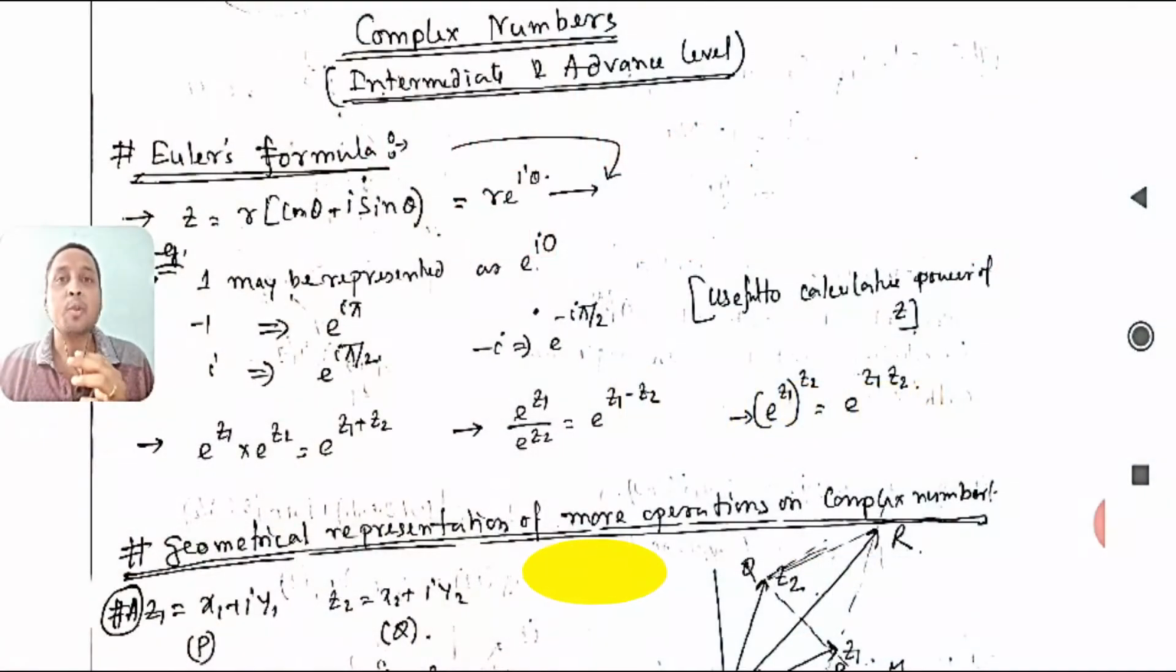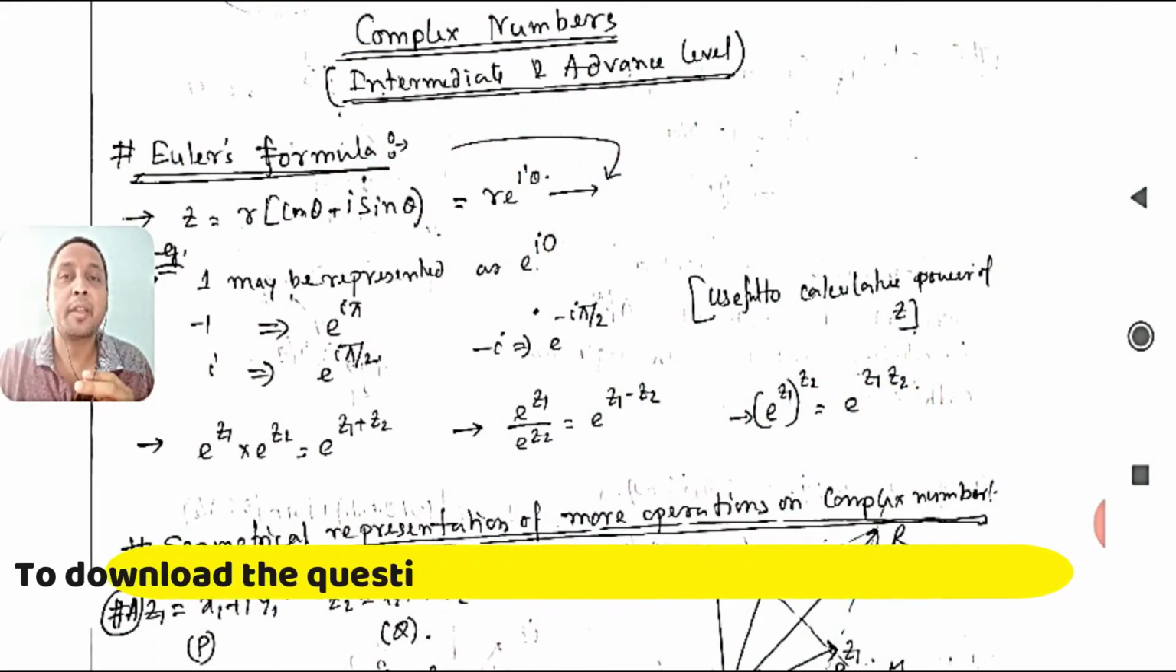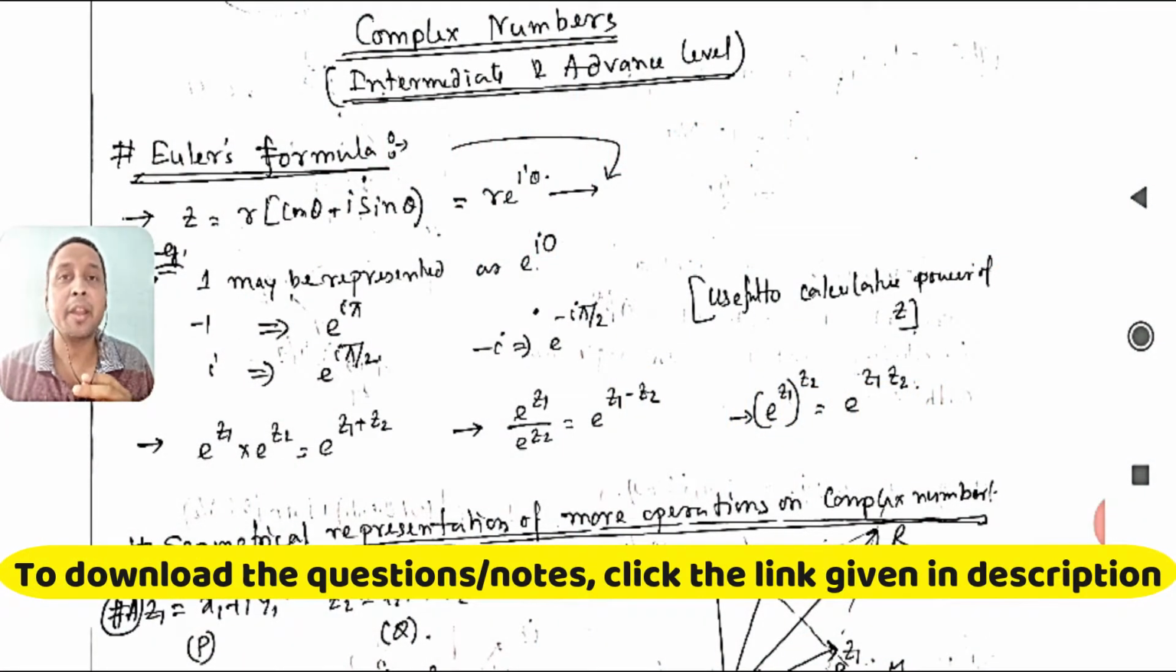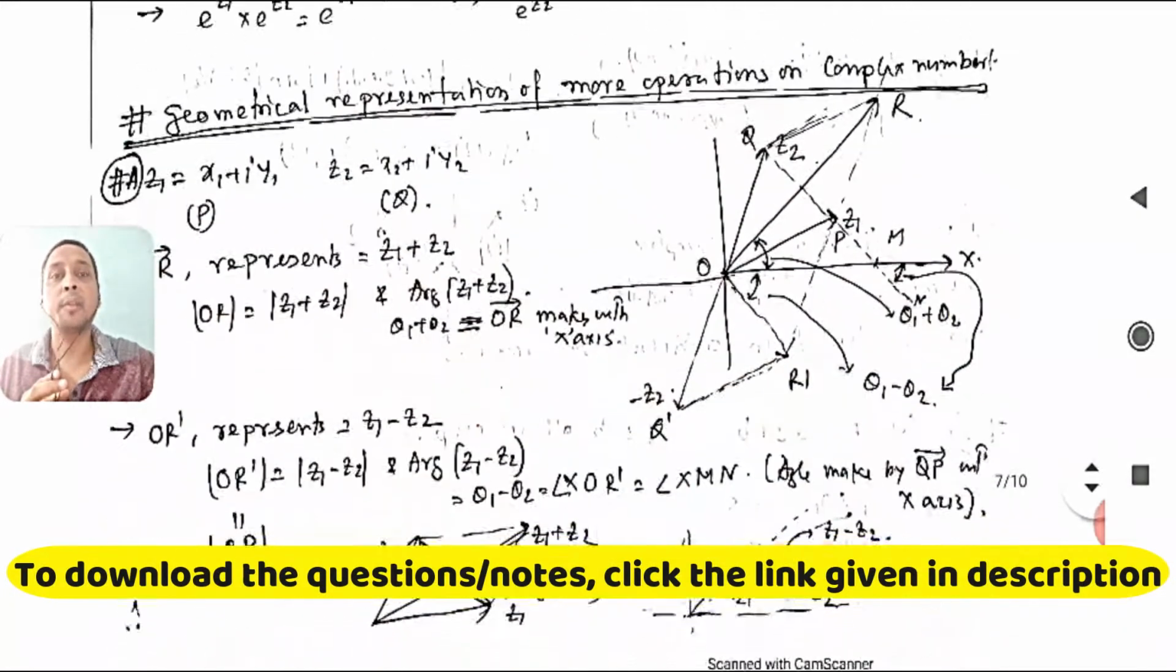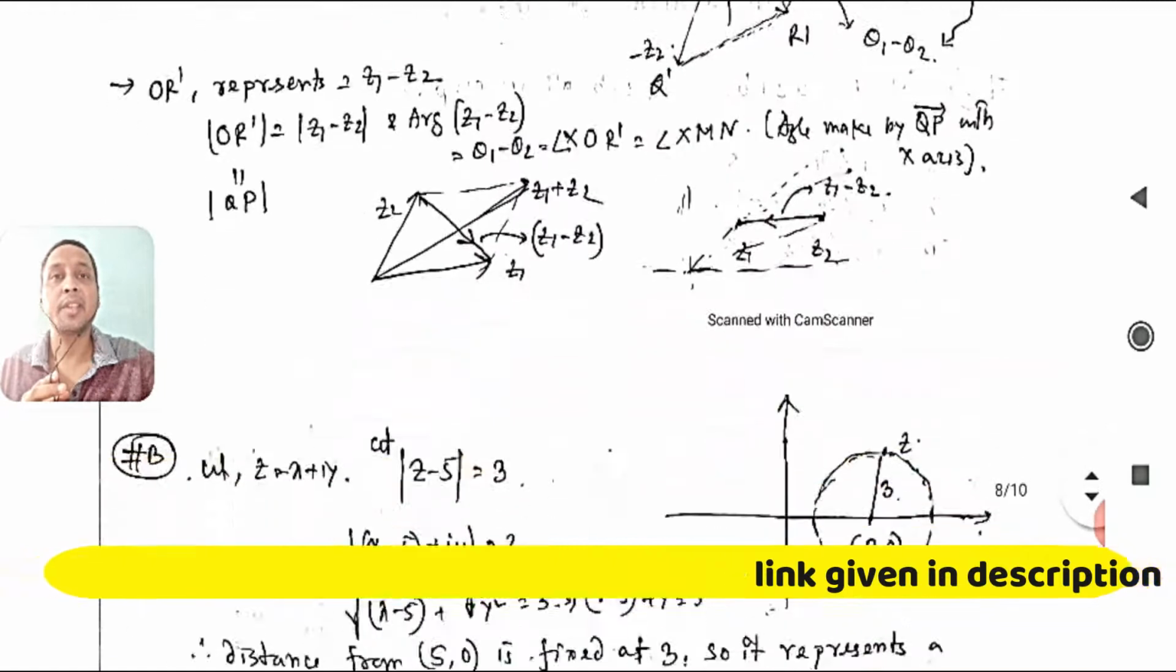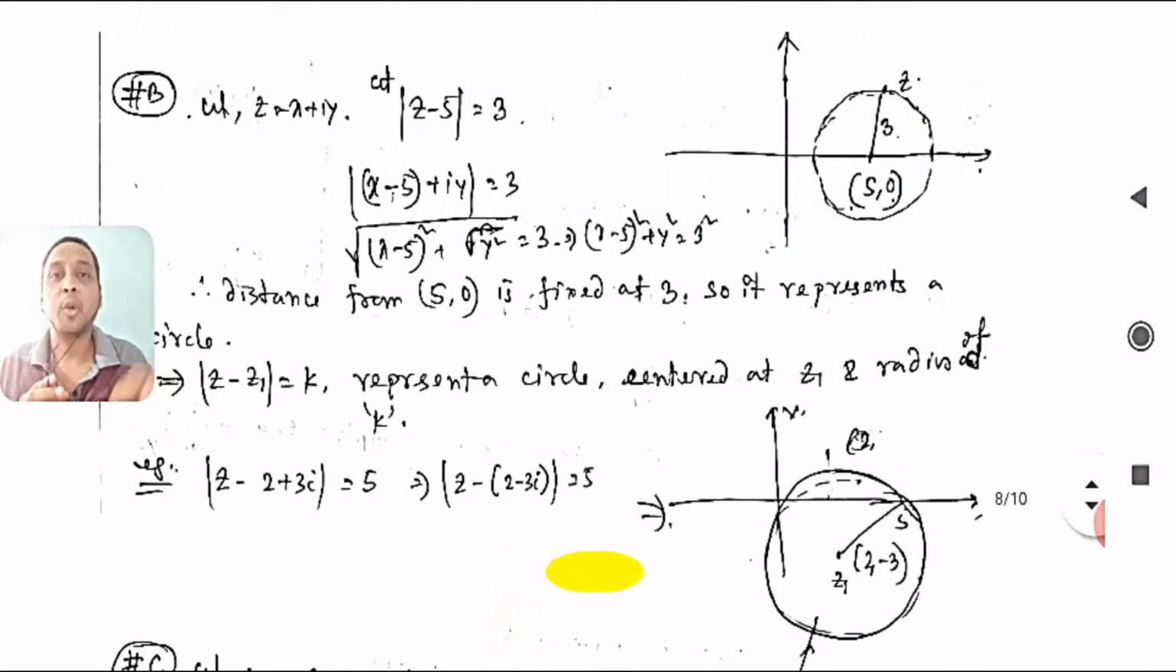Okay students, welcome you all to this new lecture in complex numbers, where we are building concepts for intermediate and JEE Advanced level. So today we will see what we mean by Euler's formula in complex numbers, and then we will go deeper into the geometrical representation of complex numbers. Different cases are there. We will discuss case A and case B for this lecture. Okay, then let's see this.